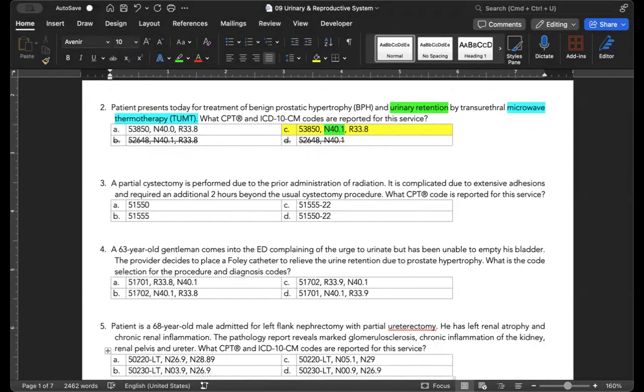Number 3, a partial cystectomy is performed due to the prior administration of radiation. It is complicated due to the extensive adhesions, and it does require an additional 2 hours beyond the usual cystectomy procedure. So we have 2 that are the same code. One of them has a 22, one of them does not. So let's go take a look at the 51550 and 55 since they're right there together.